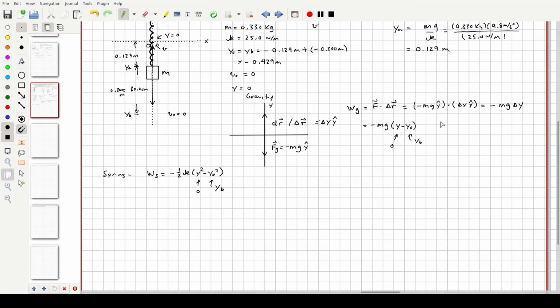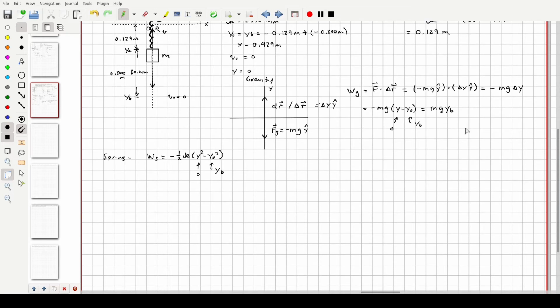Okay, so what that means here is that the work due to gravity in this case is going to be mg y sub b. Now, so it looks positive, but it's not, because look at what y sub b is. It's negative. So this is negative work. Okay. Here, though, if you look at it, you have a negative times a negative is a positive.